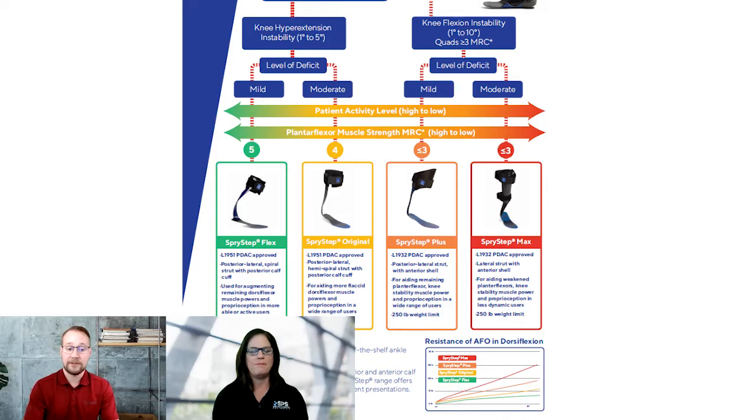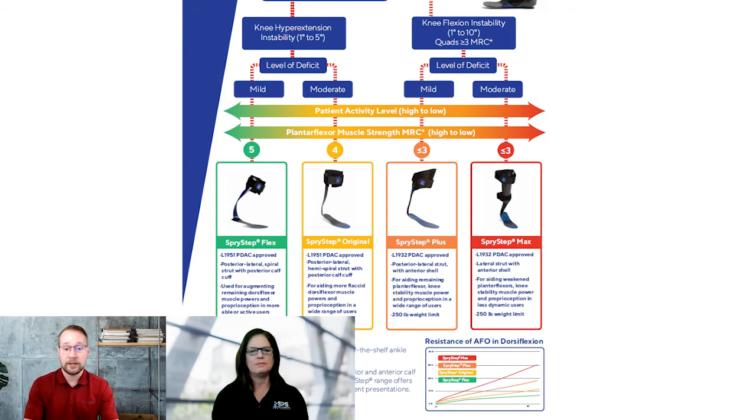Great. And so a patient who is presenting with more of a hyperextension knee versus excessive knee flexion in terminal stance, what device would be most appropriate for a patient? Yeah, so when we look at knee hyperextension, if we look at mild or moderate level of deficit, then we'd be looking at the Flex or the Original. Okay. If we're looking at knee flexion instability, same thing, mild or moderate level of deficit, we'd be looking at the Plus or the Max.